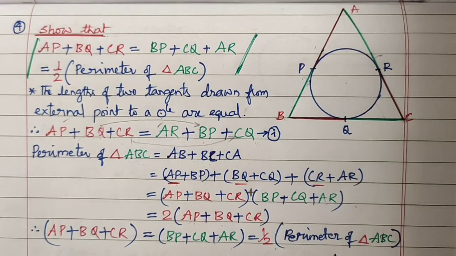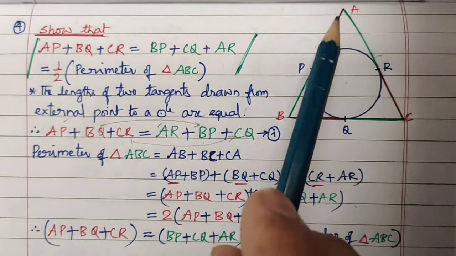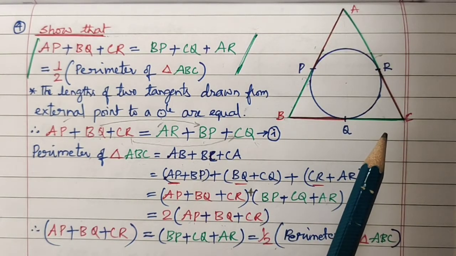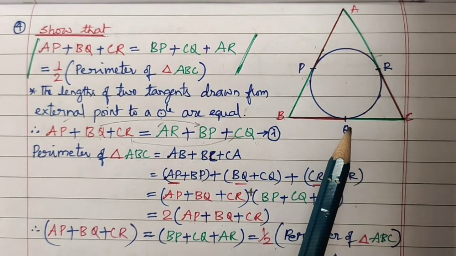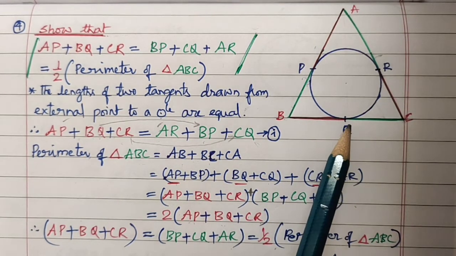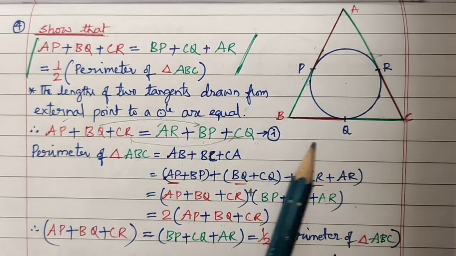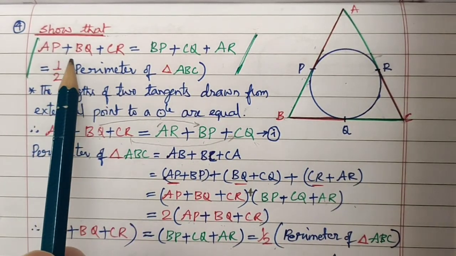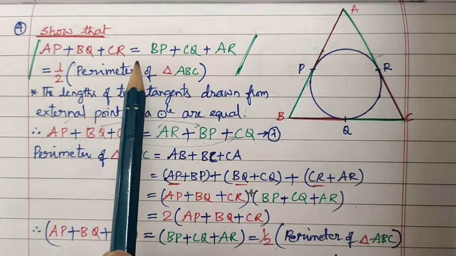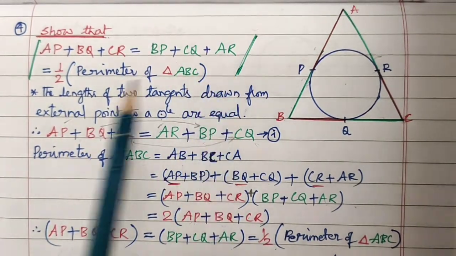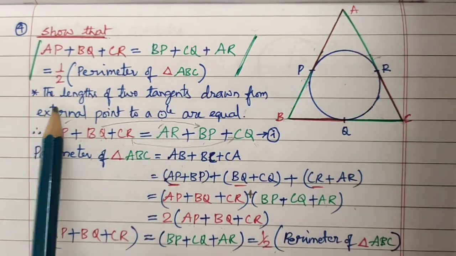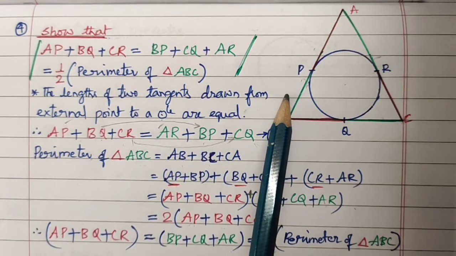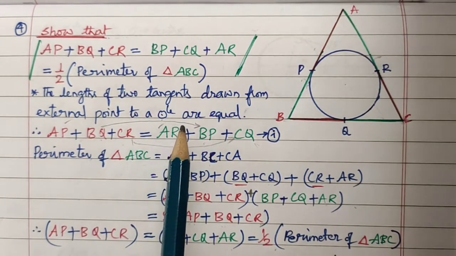In the given figure, the incircle of triangle ABC touches the sides AB, BC and CA at points P, Q and R. Show that AP plus BQ plus CR is equal to BP plus CQ plus AR, that is equal to half of the perimeter of triangle ABC. We know that the lengths of two tangents drawn from an external point of a circle are equal.